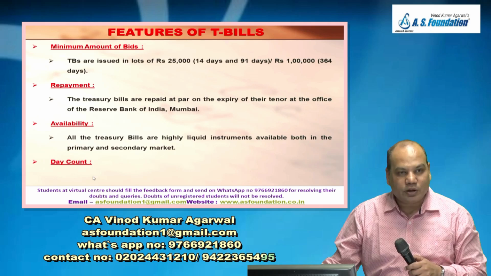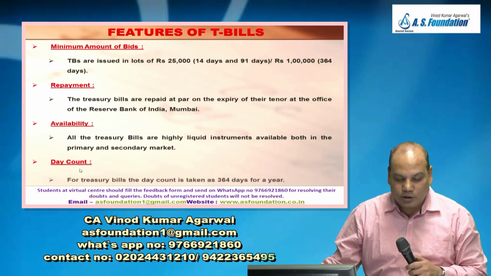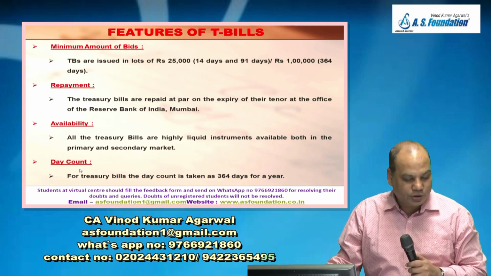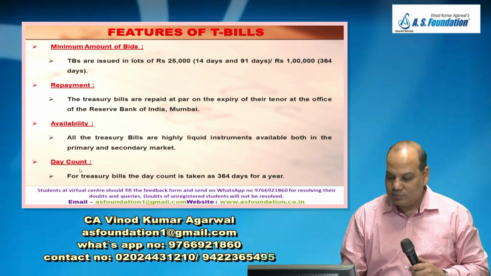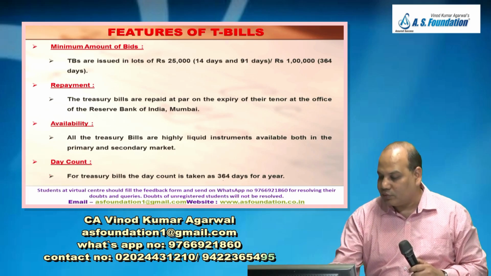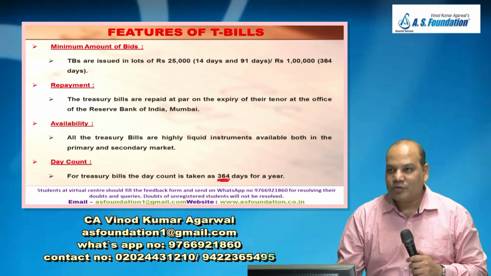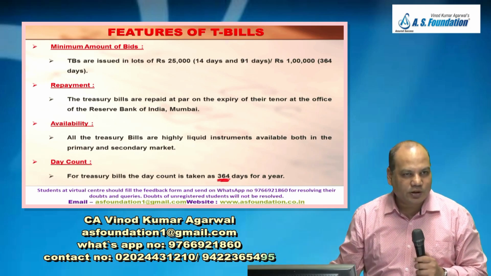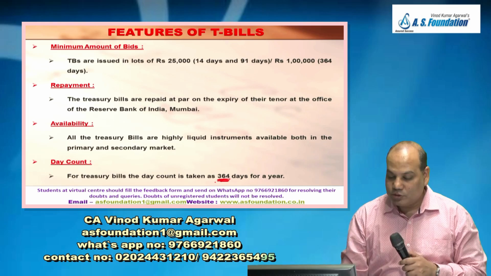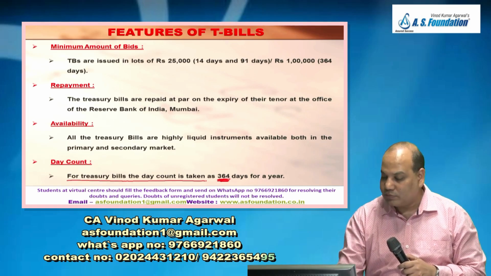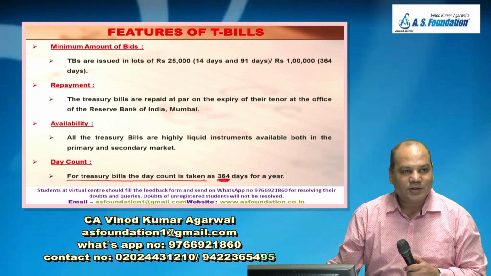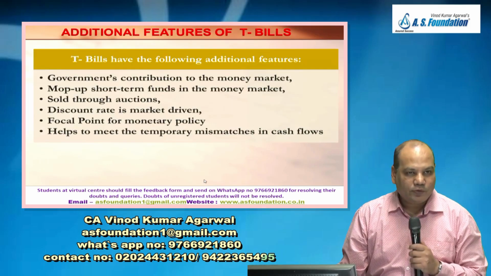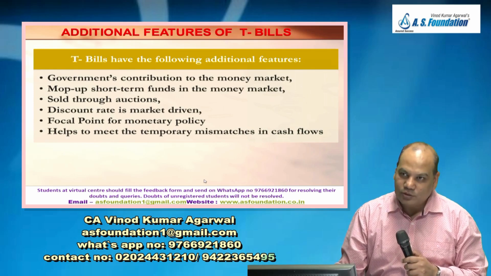What is the day count convention? For treasury bill, the day count is taken as 364 days in a year. So actually the correct calculation will be based on 364, but in the exam they even allow 365 days, because many people may not know that different market conventions are different. Some markets have a 360 days convention also for interest calculations.